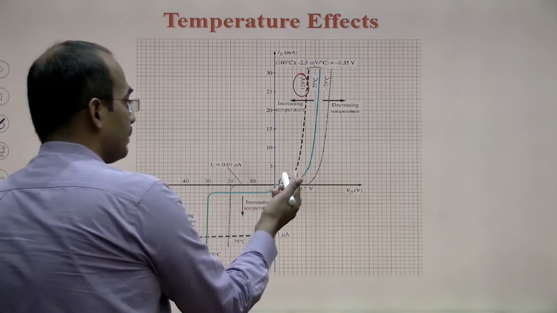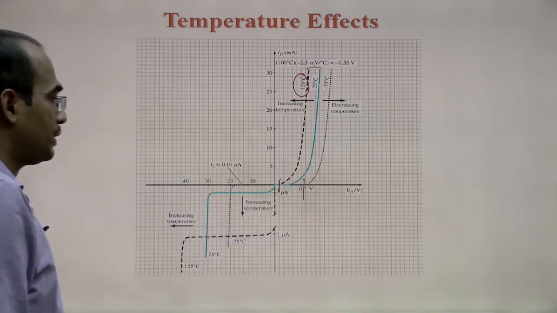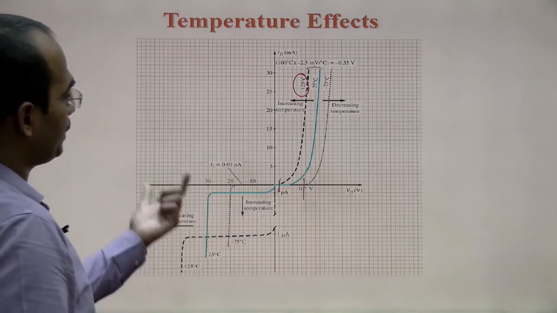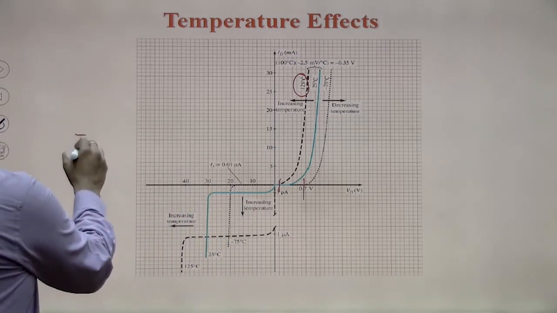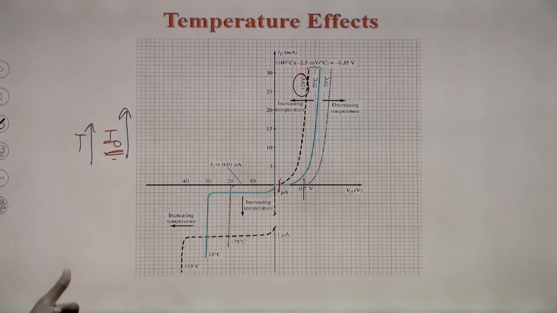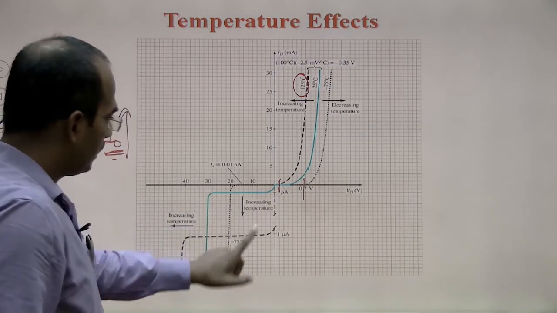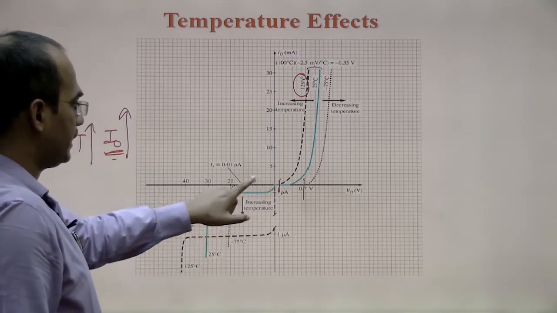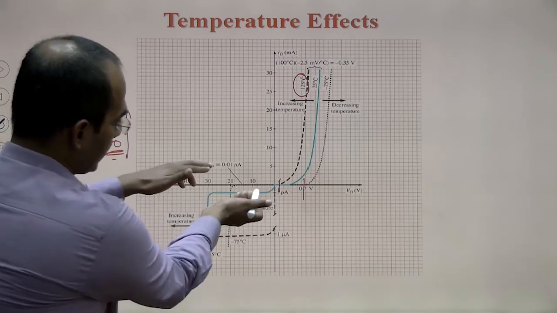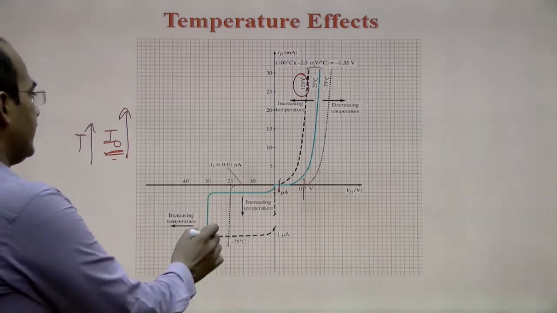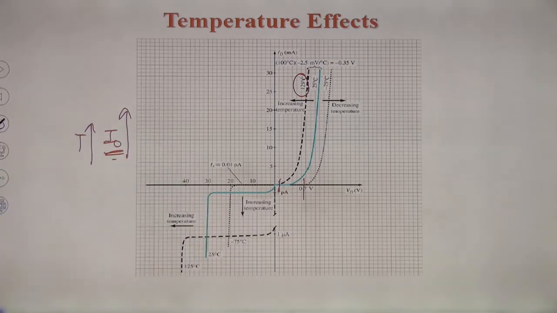As we decrease the temperature, the cut-in potential increases. Similarly, as you know from the relation between reverse saturation current and temperature, as the temperature increases, the reverse saturation current, represented by I naught, will increase. By decreasing the temperature, the reverse saturation current decreases. It has been shown in this figure that by increasing the temperature, the reverse saturation current increases, and by decreasing the temperature, the curve shifts towards the upward side of the origin axis.